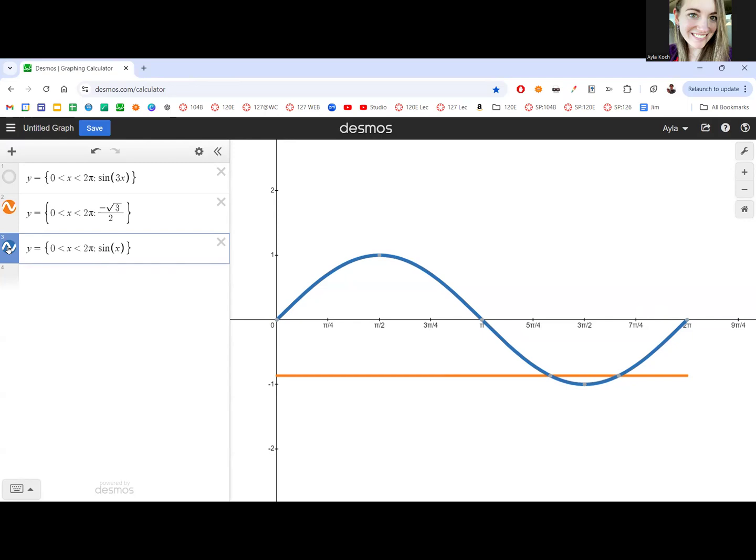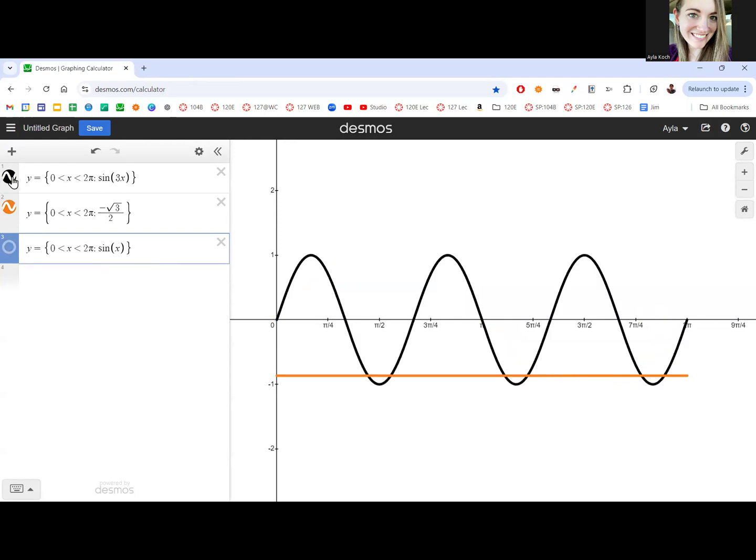However, if instead it's sine of 3x, that oscillates. So it goes up and down. It oscillates faster than sine of x. And look, there's not just 2 places where this function sine of 3x is equal to negative square root 3 over 2. There are 1, 2, 3, 4, 5, 6 locations where that's true. So we have to figure out how to find these missing points.